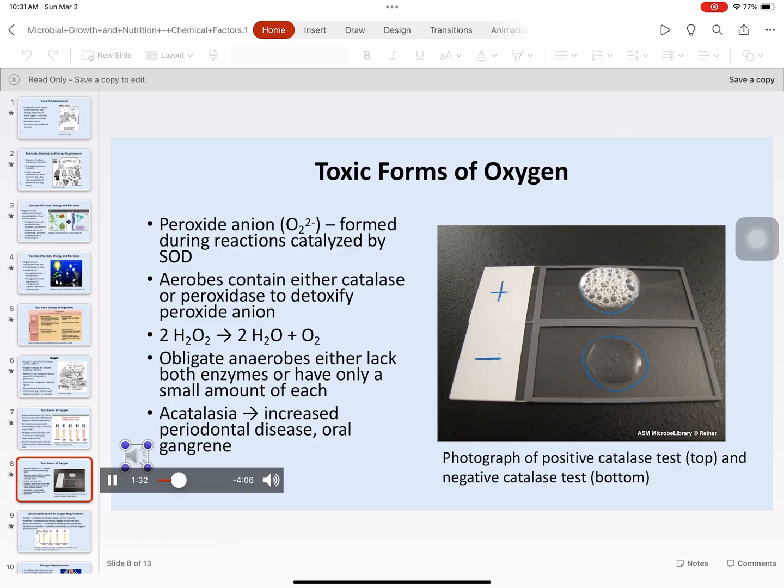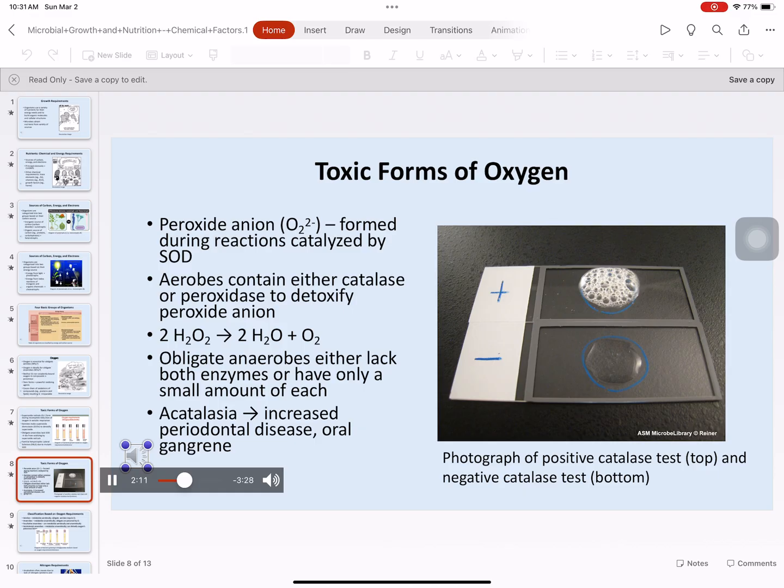So if we look at our figure, what we see are two slides. And what's been done is to add some drops of hydrogen peroxide to each slide. And then one takes a loopful, so one uses one's inoculating loop, and using good aseptic technique, gathers some microbe and swishes it around in the peroxide.